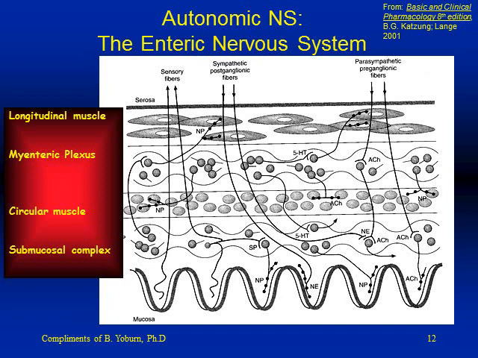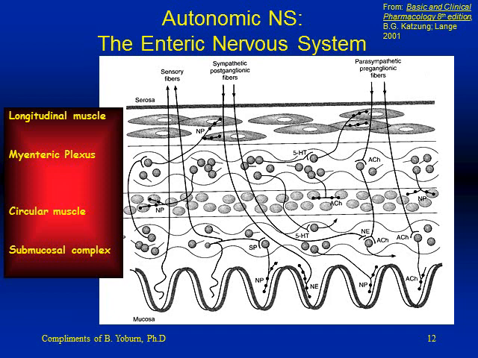And what I'd like you to notice is that the gut, first of all, has two muscle layers. It has a longitudinal muscle layer and it has a circular muscle layer. It has another layer called the myenteric plexus, another layer called the submucosal complex. And as you look through, you'll see both sympathetic and parasympathetic ganglion coming in to the gut. If you follow any of those sympathetic fibers in, what you'll see is release of norepinephrine. If you follow any of those parasympathetic fibers in, you'll see release of acetylcholine.